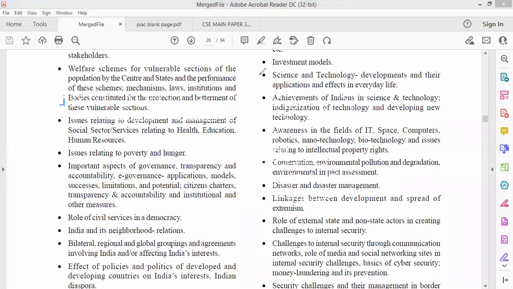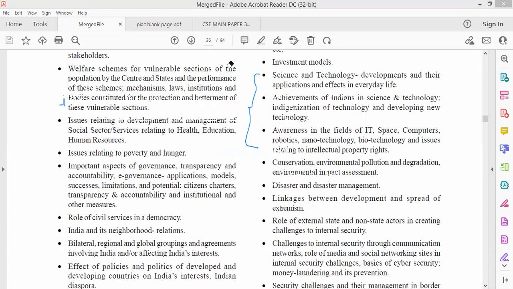So these are the core topics of the science and technology part, the first, second, and third subtopics. And from now onward, as I told you, there is not only science and technology in paper 3, but also environmental or ecological issues. This topic deals with conservation, environmental pollution and degradation, and environmental impact assessment. So I would like to discuss these topics also, and the rest of the topics as well.